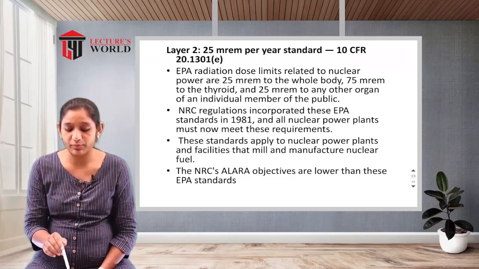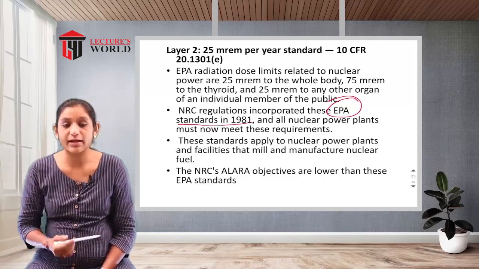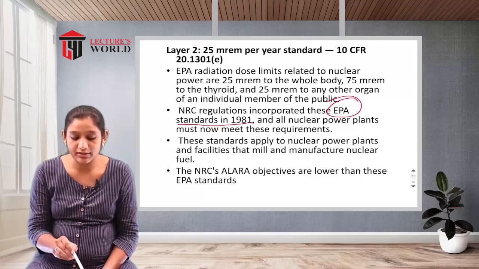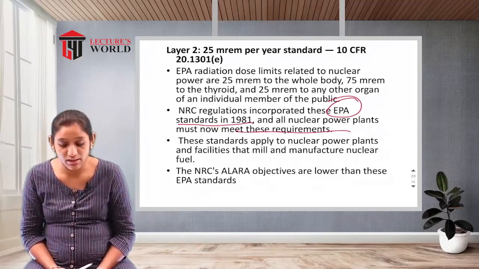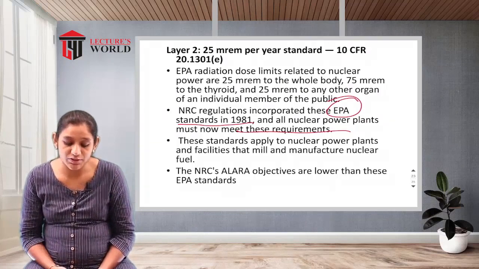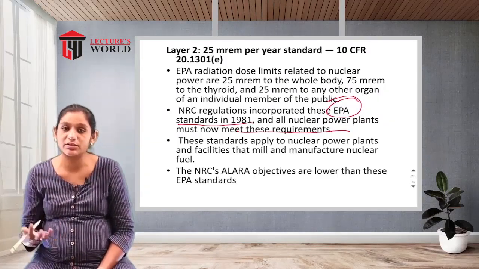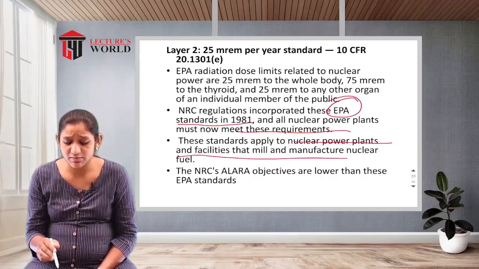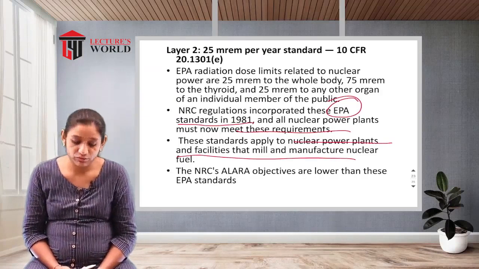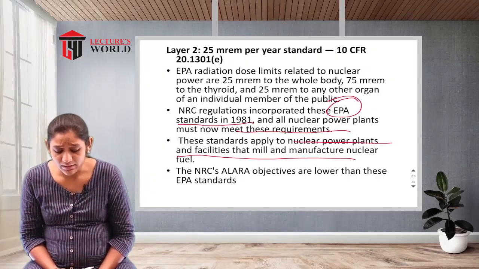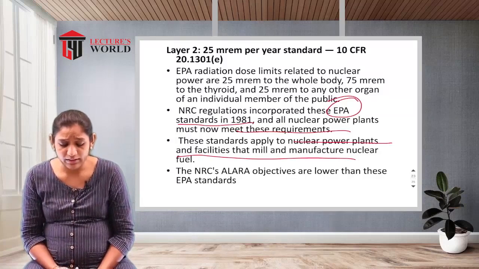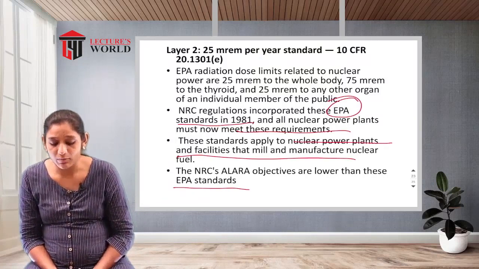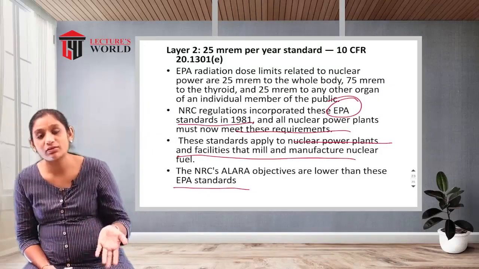NRC regulations incorporated the EPA standards in 1981, and all nuclear power plants must now meet these requirements. These standards apply to nuclear power plants and facilities that mill and manufacture nuclear fuel. The NRC's ALARA objectives are lower than these EPA standards.